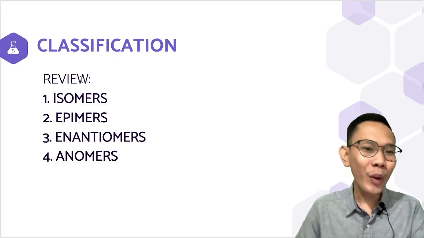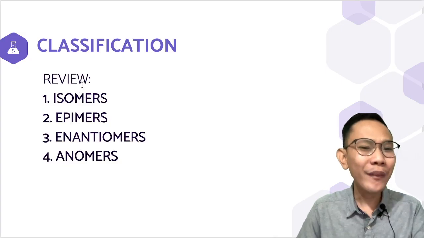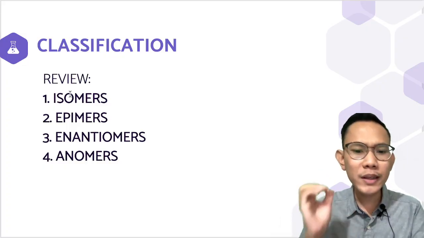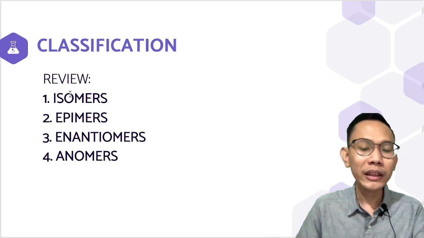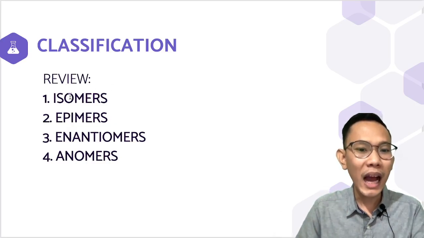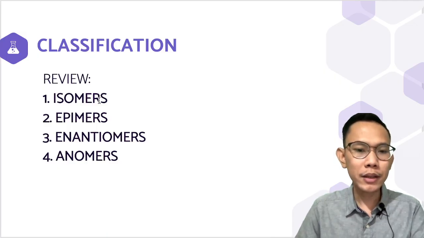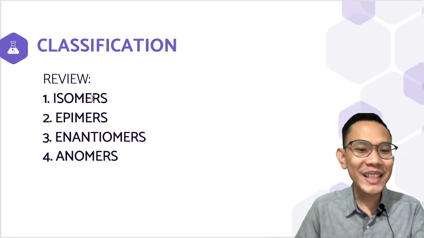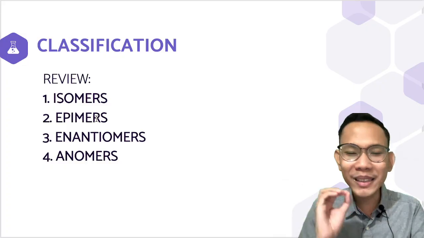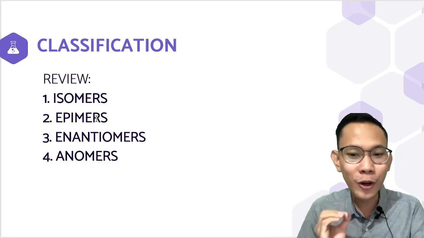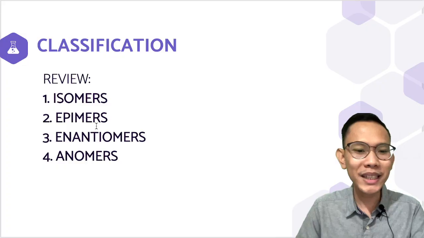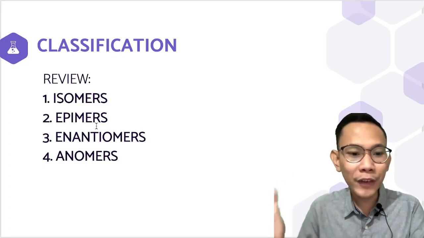Let's review. When I say isomer, they have the same chemical formula. As long as they have the same chemical formula, I don't care about the structure. As long as same chemical formula, ang tawag sa kanila ay isomers. Epimers. Ano ang epimers? Kapag same na same ang itsura pero naiiba lang ang position ng OH sa isang carbon, that is now your epimers. Again, kapag same na same ang itsura pero naiiba lang ang position ng OH ng isang carbon, that is your epimers. Enantiomer, pag sinabing enantiomer, mirror images, na-flip ang position ng OH.